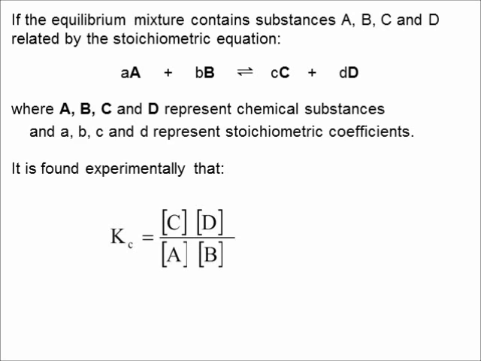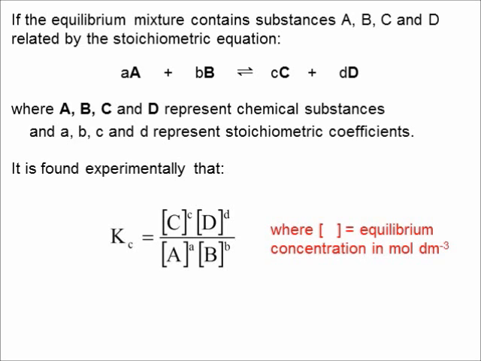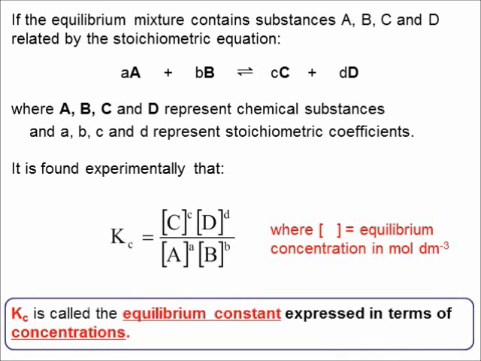Each concentration in turn is raised to the power of their respective stoichiometric coefficient in the balanced chemical equation. The brackets around each substance denote that their equilibrium concentration is measured in units of moles per dm cube. And what we have obtained is the equilibrium constant expressed in terms of concentrations.